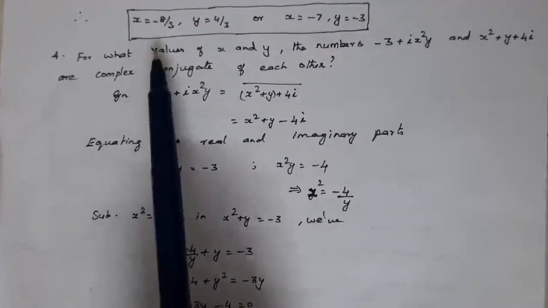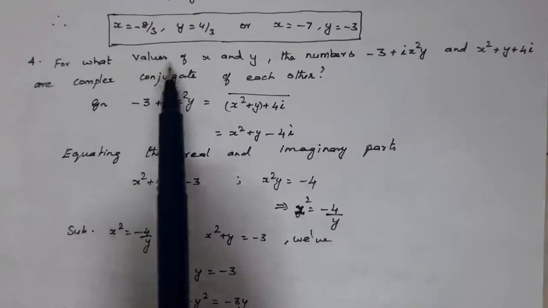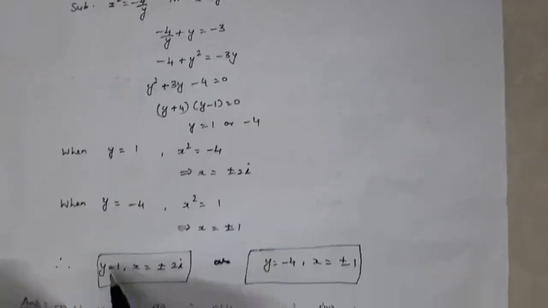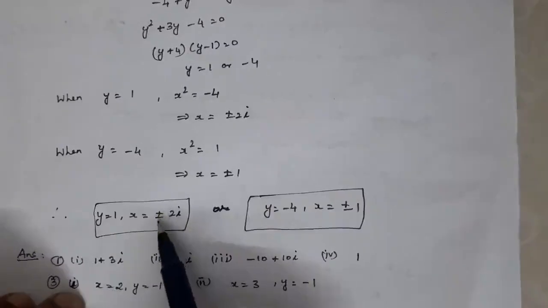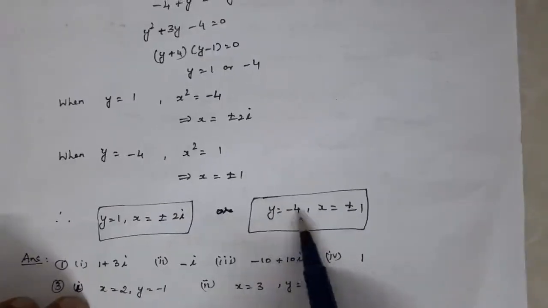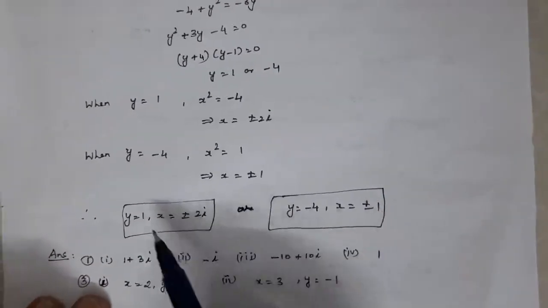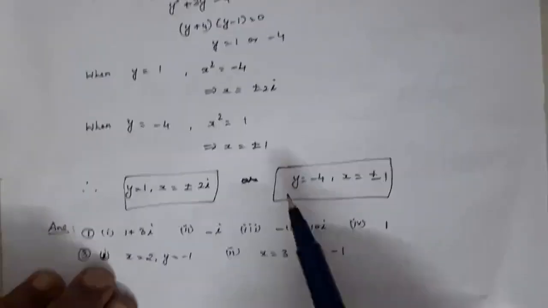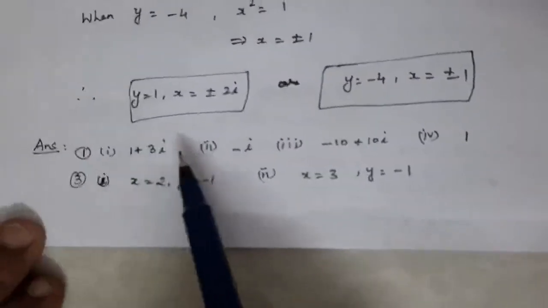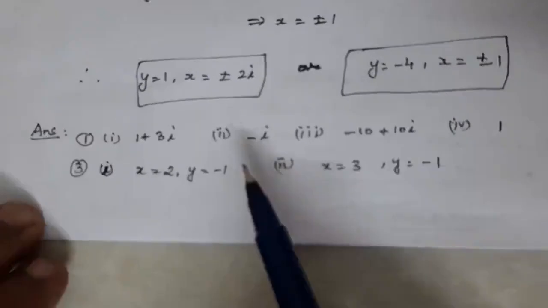But here in this question it is not mentioned as real values. Simply they have asked for what values of x and y. So you can write the solution as: when y is equal to 1, x is equal to plus or minus 2i, and when y is equal to minus 4, x is equal to plus or minus 1. So both the solutions are possible. And the answers for the problems which I have not done or given, you can check them.